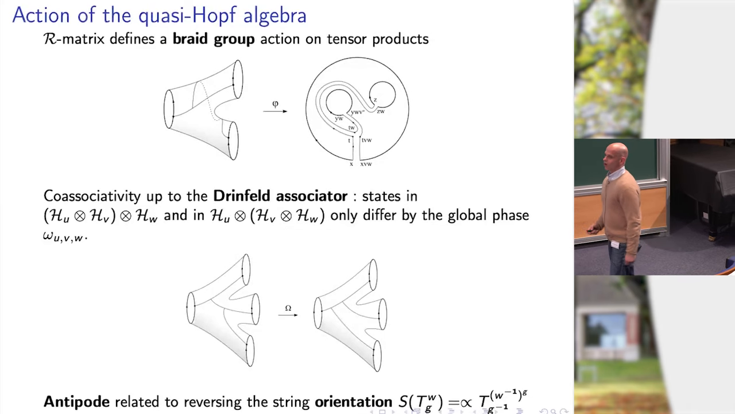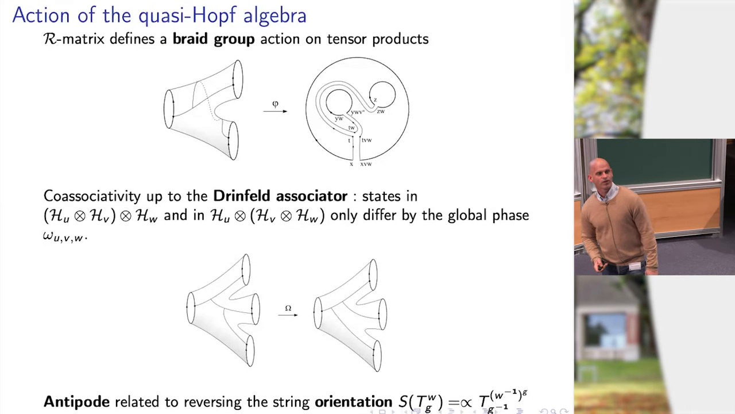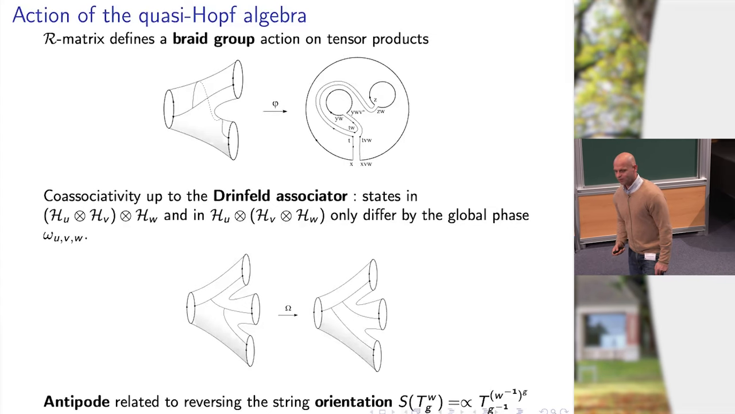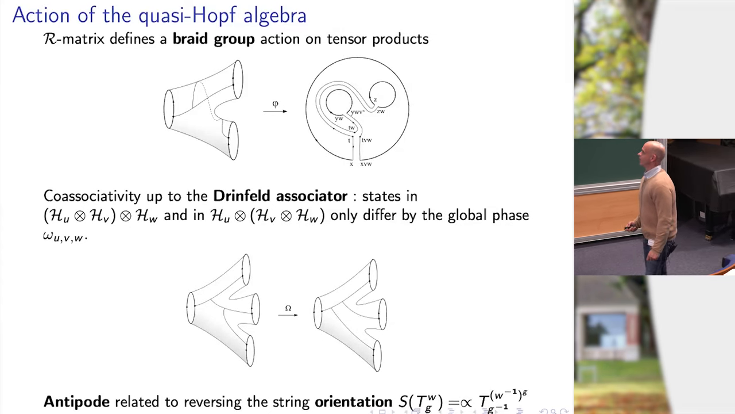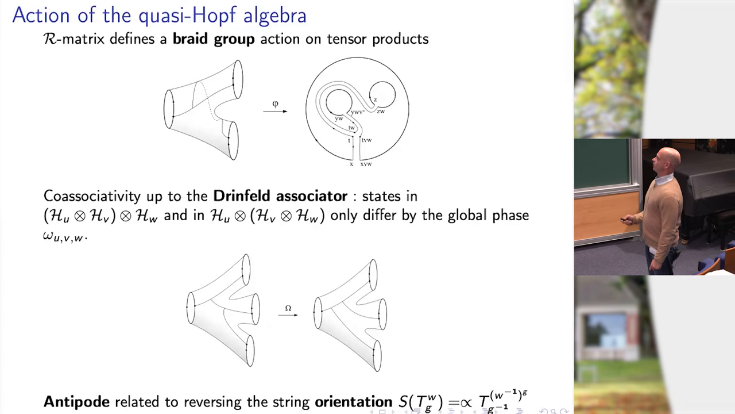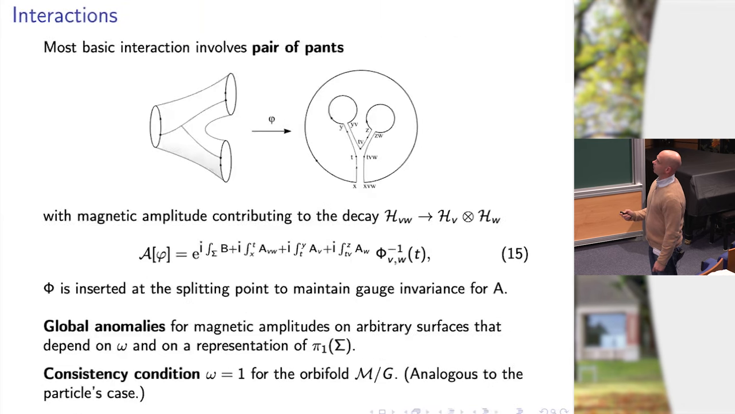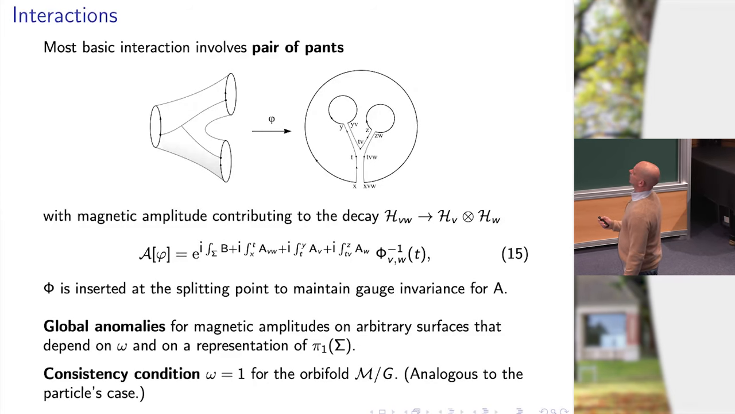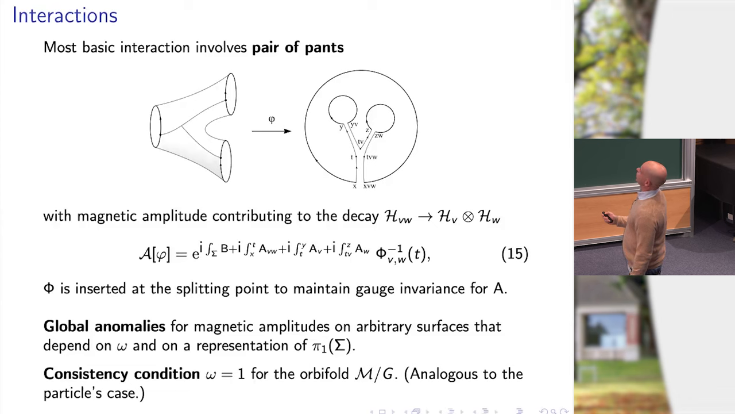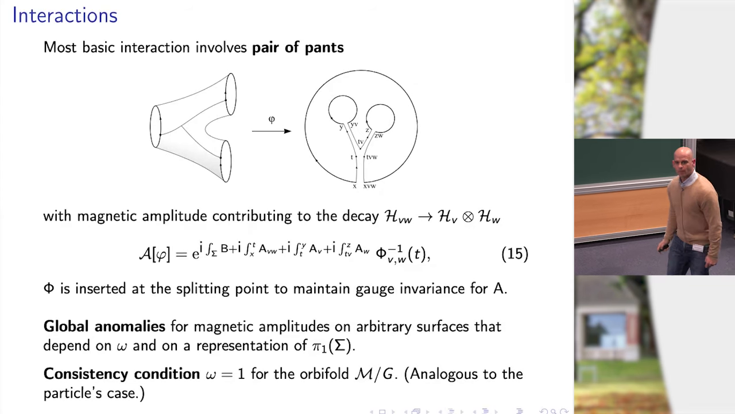Now, finally, how do you interpret the properties of the quasi-Hopf algebra? First, the braiding. The braiding appears when you want to pass from one cut to the other cut. Here, in the amplitude, we made a certain choice of the cut. We started with a string of winding VW, and then you split it into two strings. The first string has winding V, and the second string has winding W.